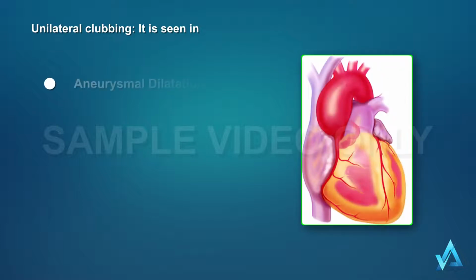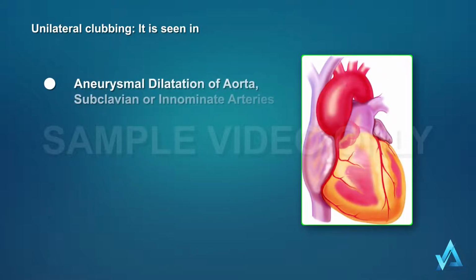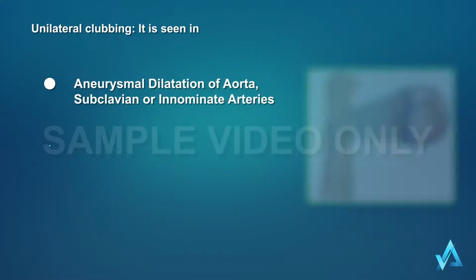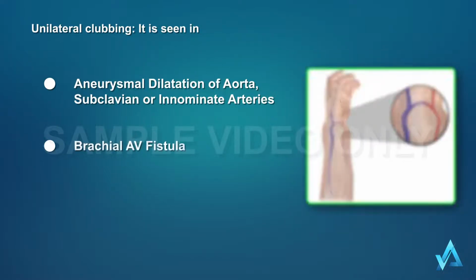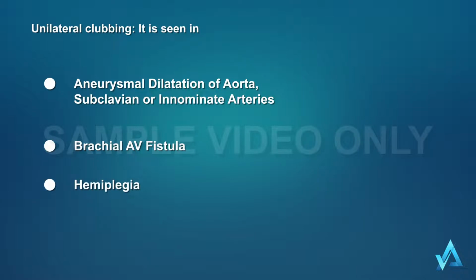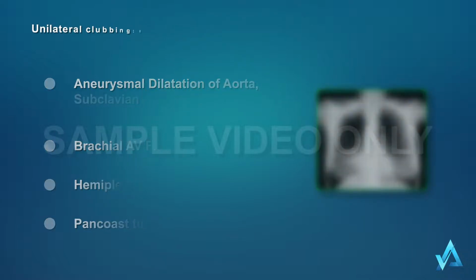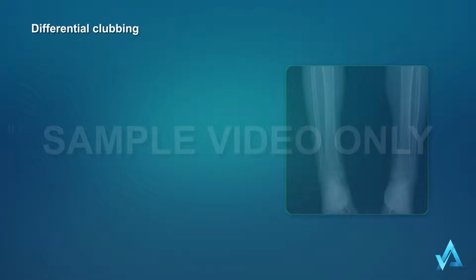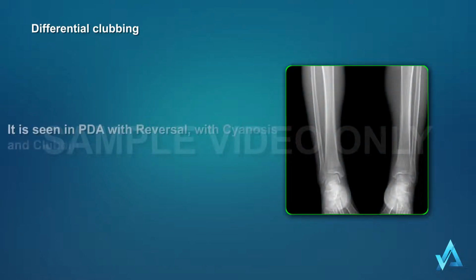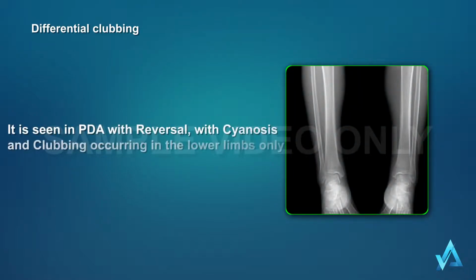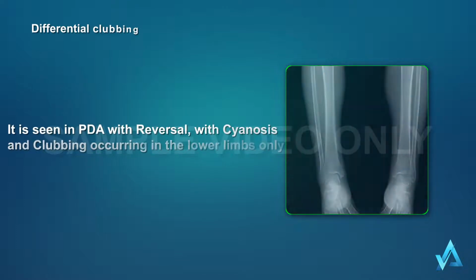Sarcoidosis. Unilateral clubbing is seen in aneurysmal dilation of aorta, subclavian or innominate arteries, brachial AV fistula, hemiplegia, Pancoast tumor. Differential clubbing is seen in PDA with reversal, with cyanosis and clubbing occurring in the lower limbs only.